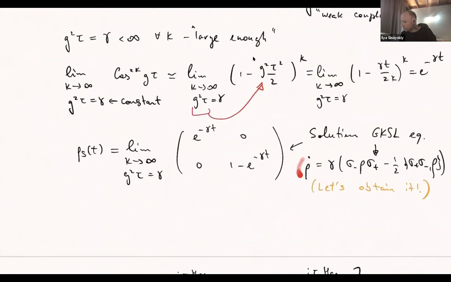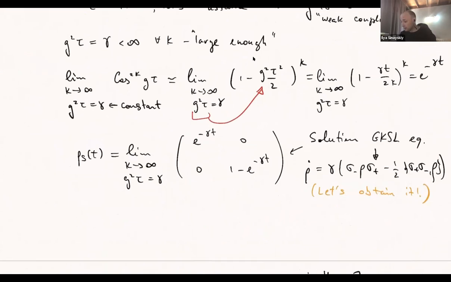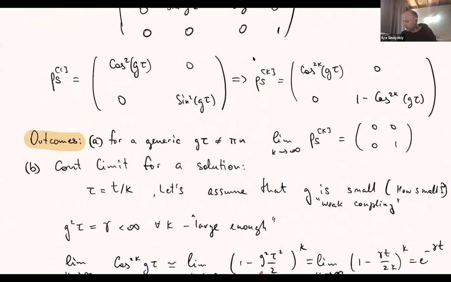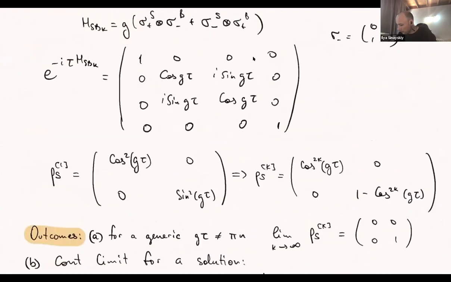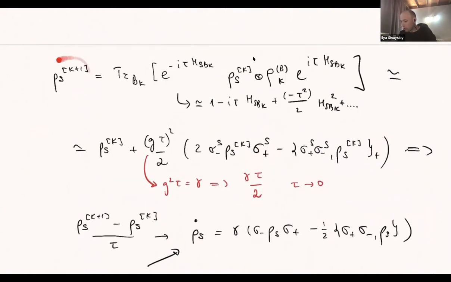And the question now, I'm going to show how we can even derive this equation exactly from this formula, or better to say, from this expression. Okay, so let's do it. So we have our rho s at the step k plus one is equal to trace over k. We have our exponentials, conjugated operators, and the bath and the system at the state k. So now we expand these exponentials up to the quadratic terms, and we use our explicit expressions.